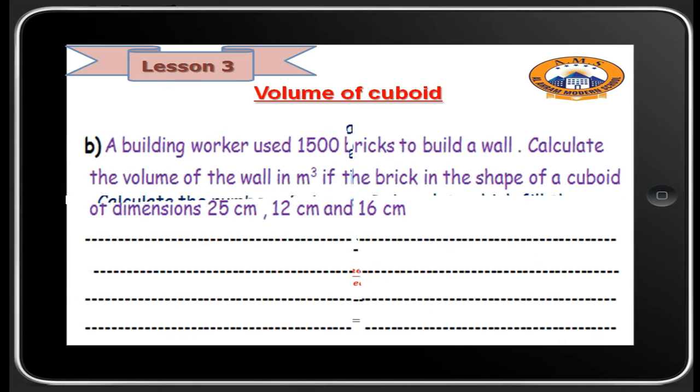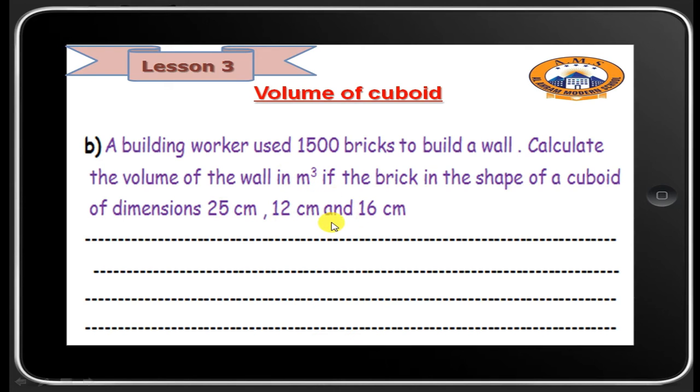And we have another exercise. A building worker used 1,500 bricks to build a wall. Calculate the volume of the wall in the cubic meter. This is a very, very important note. He wants you to calculate the volume of the wall, but in the cubic meter. If you know the bricks are the shape of a cuboid with the dimension 25 centimeter and 12 centimeter and 16 centimeter. This is a different unit.